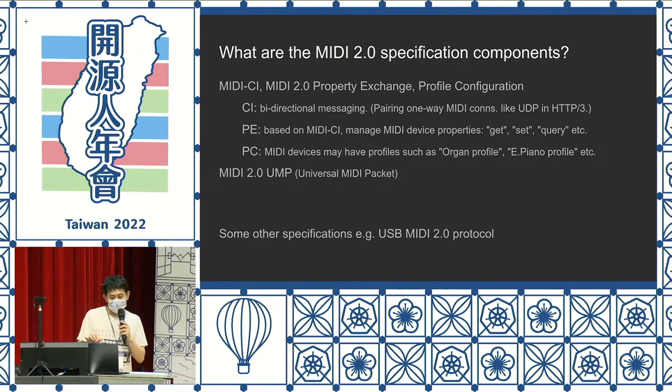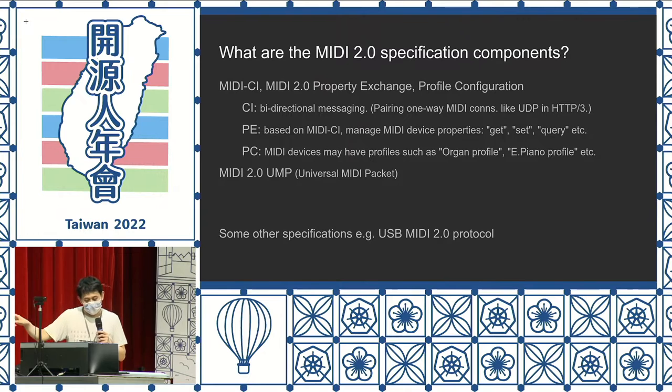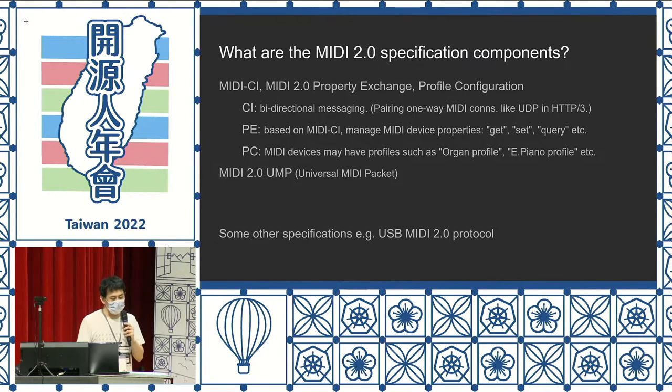They are basically a specification about having two input and output connections combined together to make request-reply style messaging possible. So it's just like UDP in HTTP/3, where UDP is a unidirectional connection. So a MIDI 1 connection is unidirectional, similarly. And two one-way connections could be combined together to represent duplex messaging. But these specifications are kind of low level, and they don't really provide high level features.